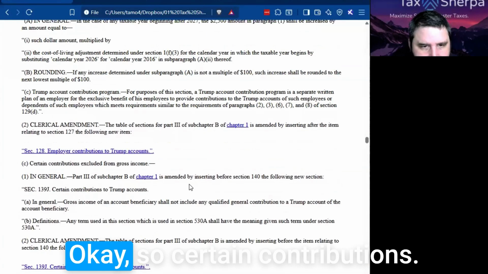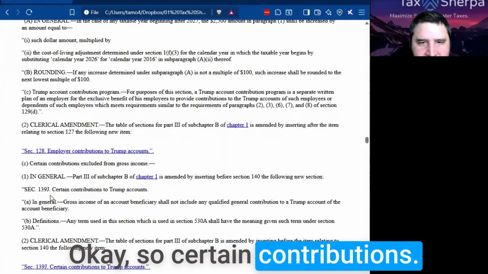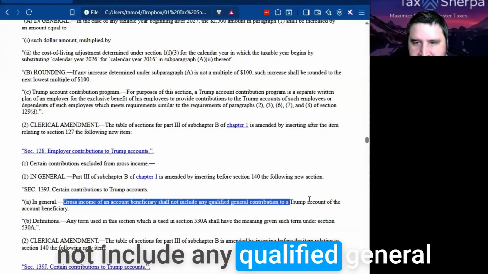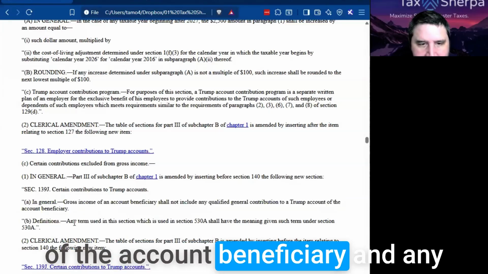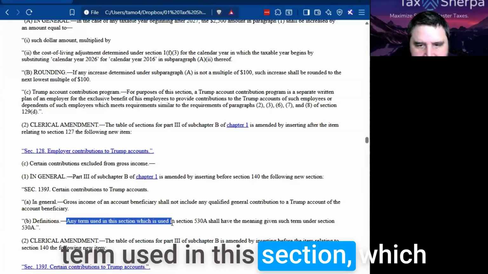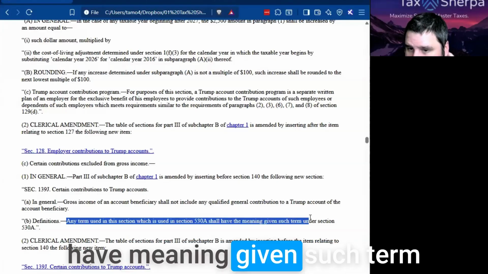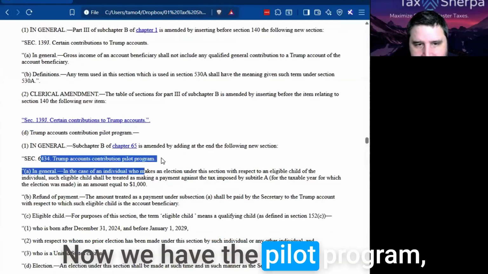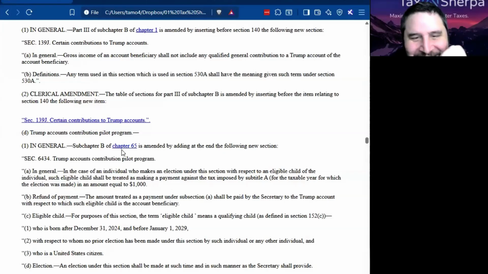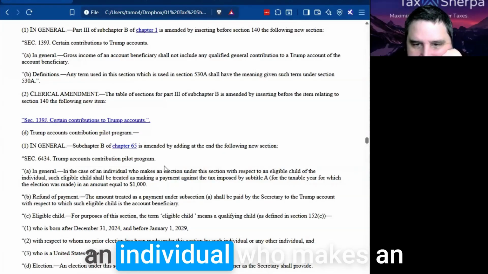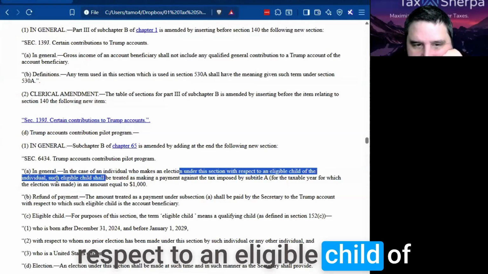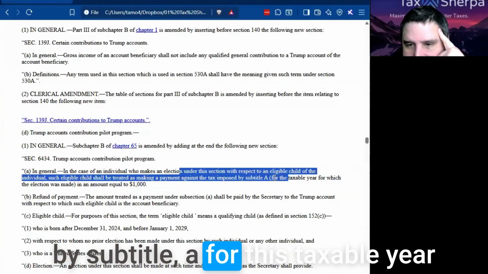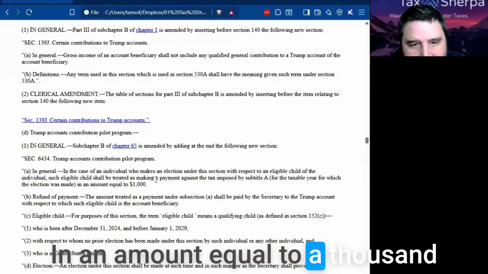Great. Okay. So certain contributions to Trump accounts: gross income of the account beneficiary shall not include any qualified general contribution to a Trump account of the account beneficiary. And any term used in this section which is used in section 530A shall have the meaning given such term under section 530A. Okay. Now, we have the pilot program. So this is the free money section. So, in general, in the case of an individual who makes an election under this section with respect to an eligible child of the individual, such eligible child shall be treated as making a payment against the tax imposed by subtitle A for the taxable year for which the election is made in an amount equal to $1,000.